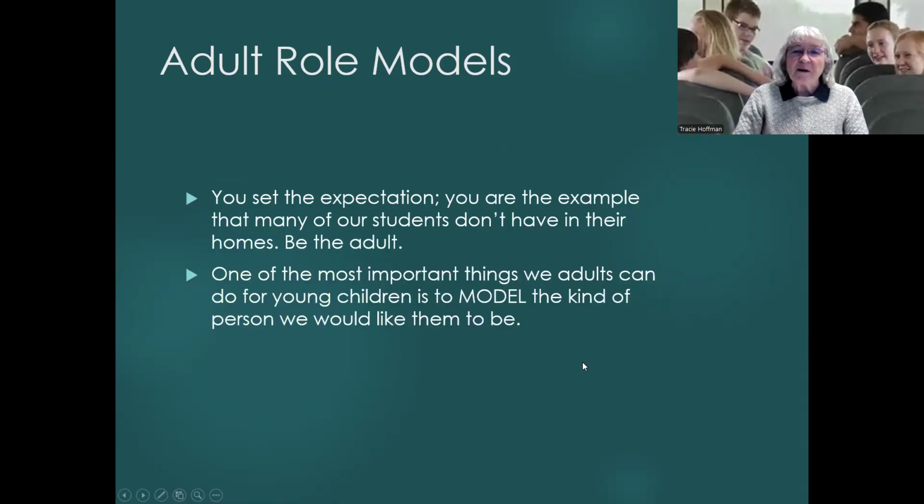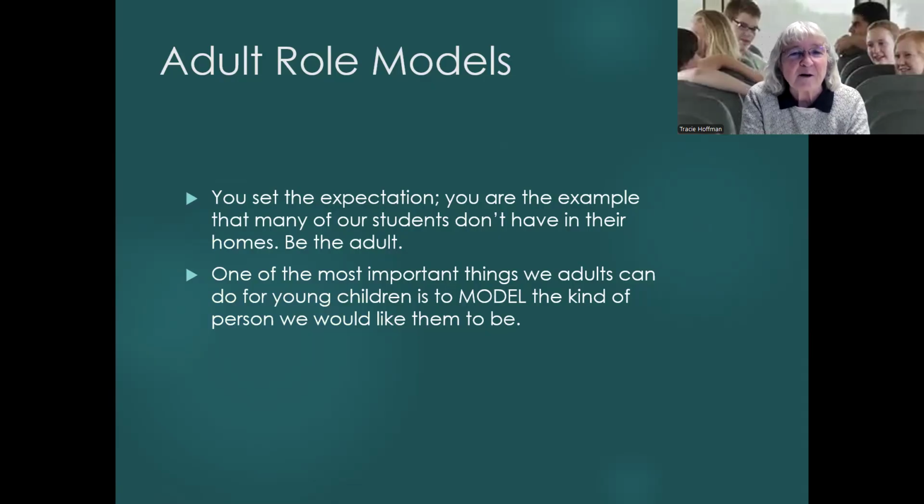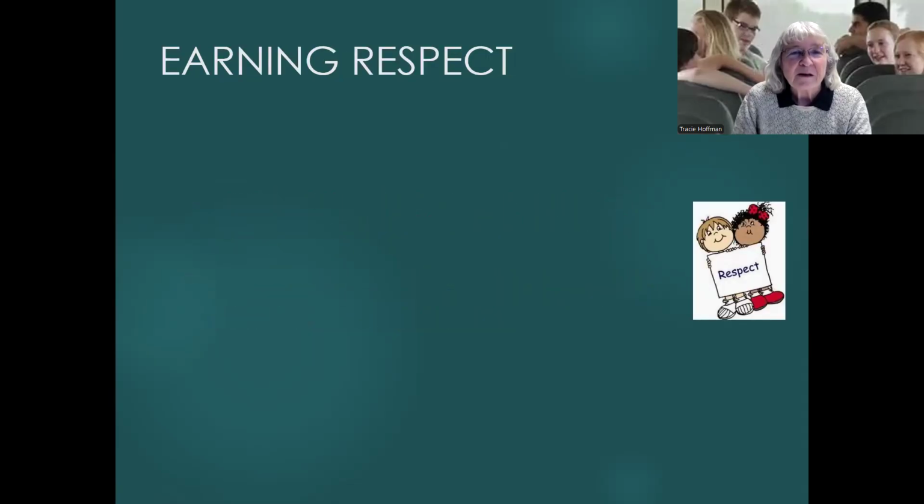One of the most important things we adults can do for young children is to model the kind of person we would like them to be. So think about how you like people to be around you. Loud, obnoxious, rude, disrespectful? Probably not. So we want to model good behavior. So respect is a very difficult thing to earn, and it can go away really quickly.